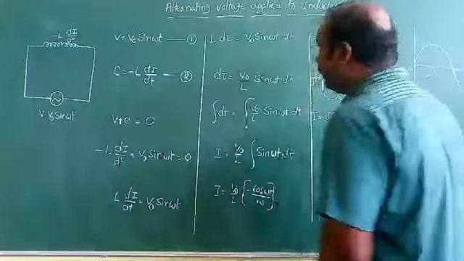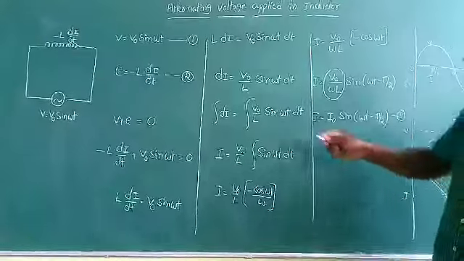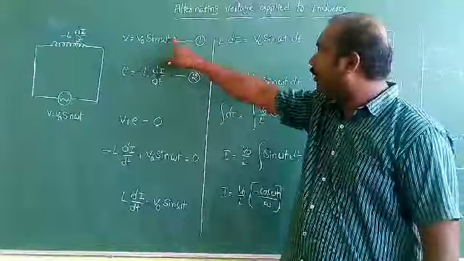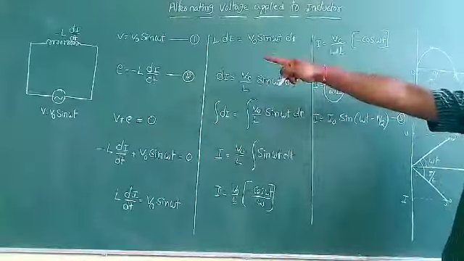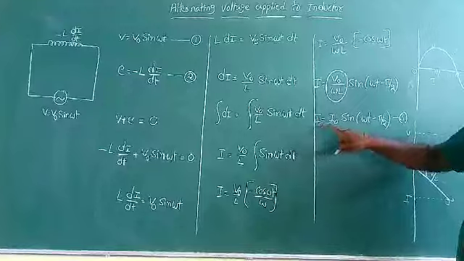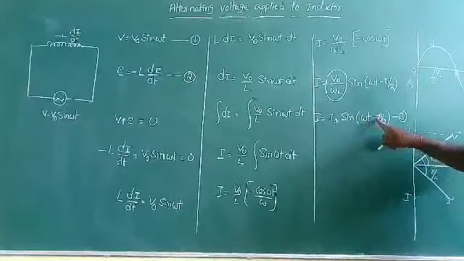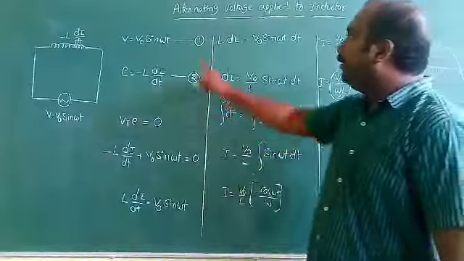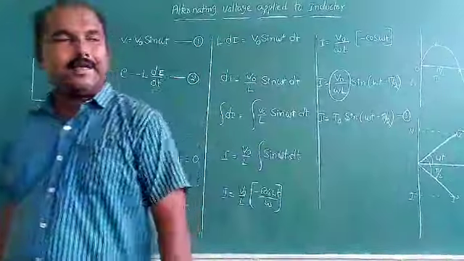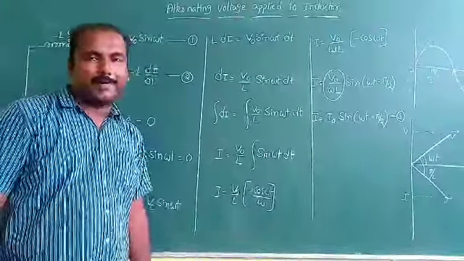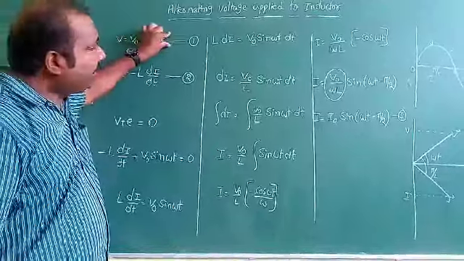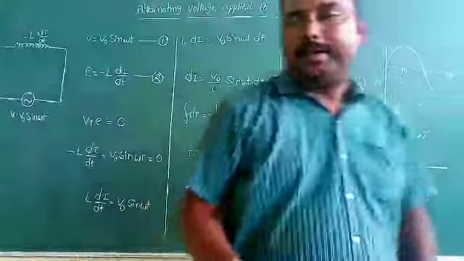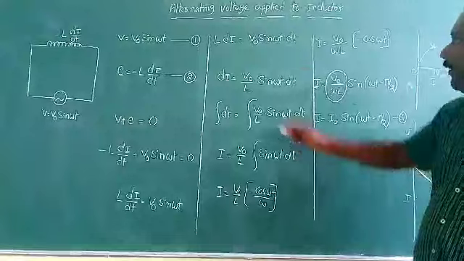Now compare equations 1 and 3. V is equal to V naught sin omega t, but here I is equal to I naught sin of omega t minus pi by 2. What does it indicate? It means equations 1 and 3 are not in phase, because there is some phase difference between the first equation and the third equation.